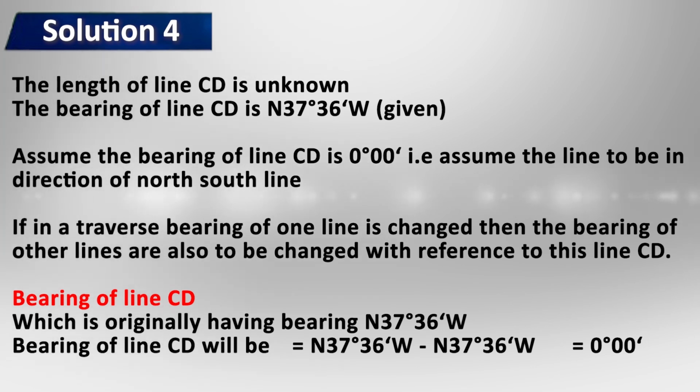If we have changed the bearing of one line in a closed traverse, then the bearing of all the other lines are also to be changed. With reference to this line CD, which is originally having bearing 37 degree 36 minutes in northwest quadrant, we will convert it. The bearing of line CD will be north 37 degree 36 minutes west minus north 37 degree 36 minutes west, which is equal to 0. If we draw this sketch, we can easily do this.